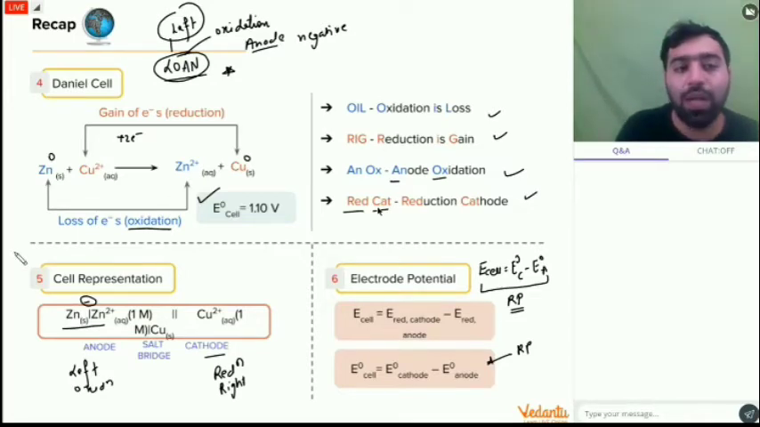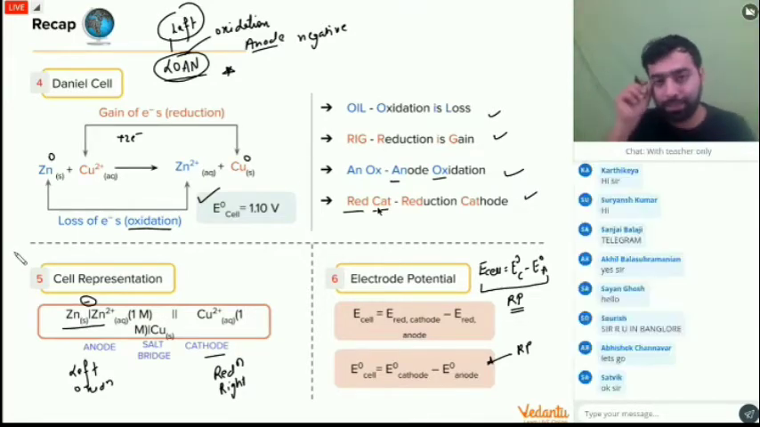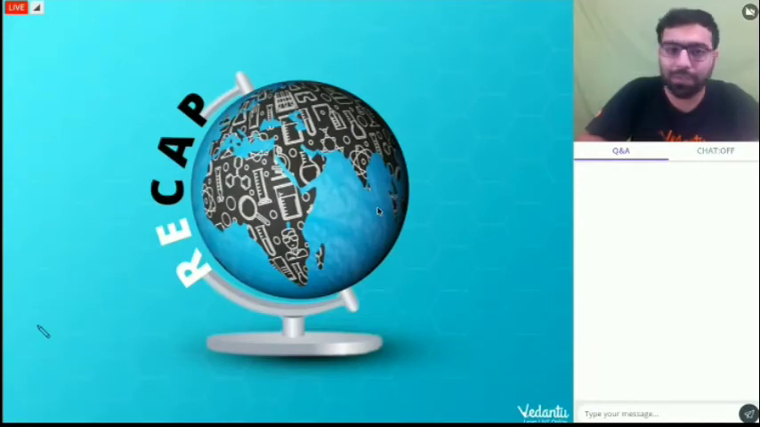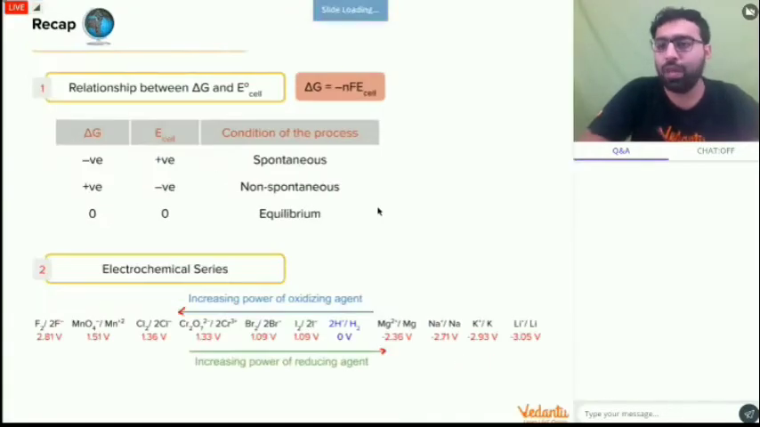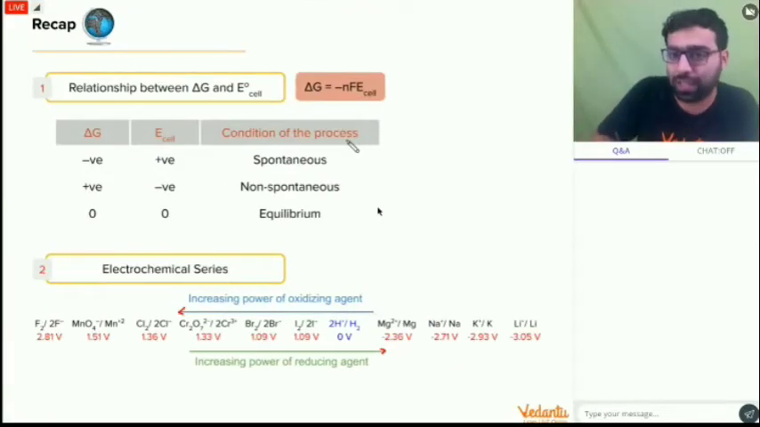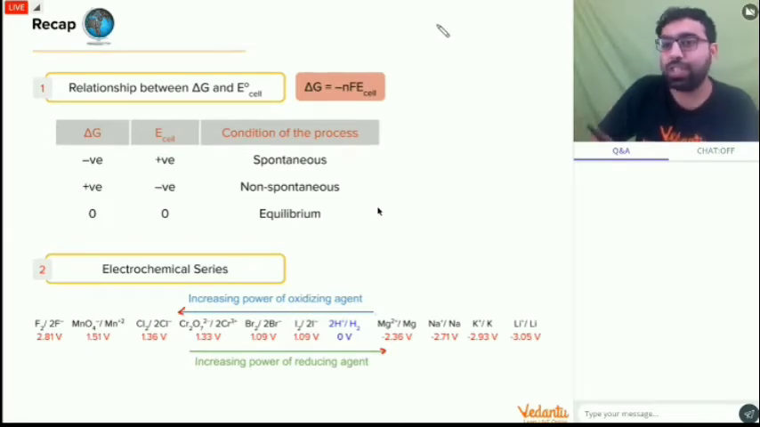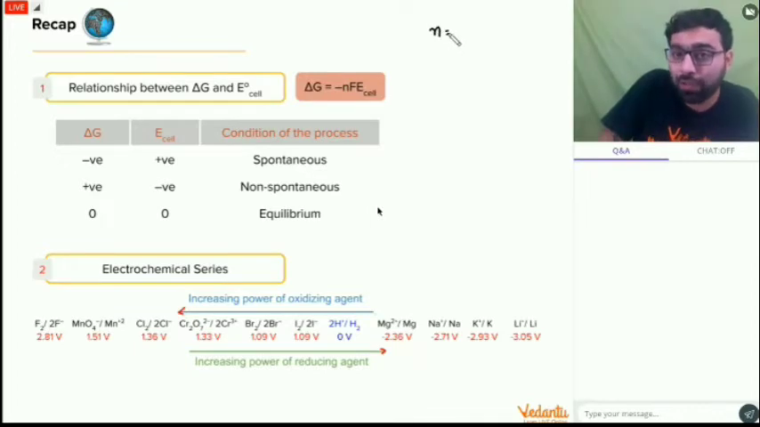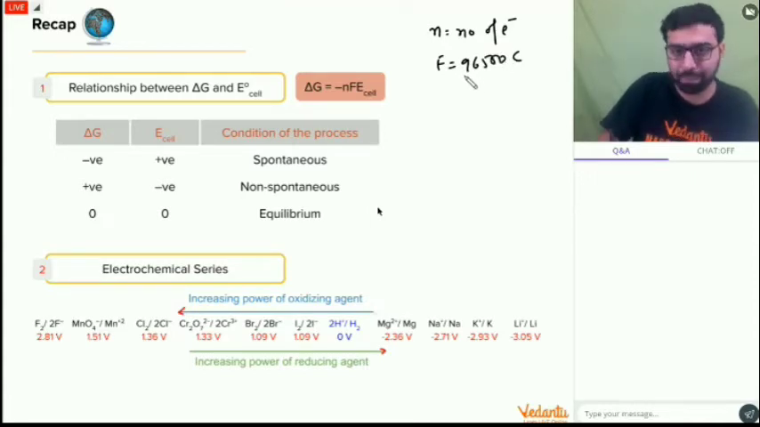Now let's start with today's agenda. Today, first a recap of the previous class. Let's take the recap. The first thing which we studied in the last class was the formula of Gibbs free energy: delta G is minus nFE. n is the number of electrons, F, I told you, is 96500 coulomb, and E is the EMF of the cell.